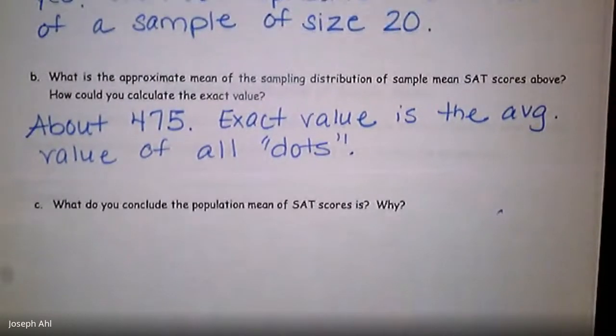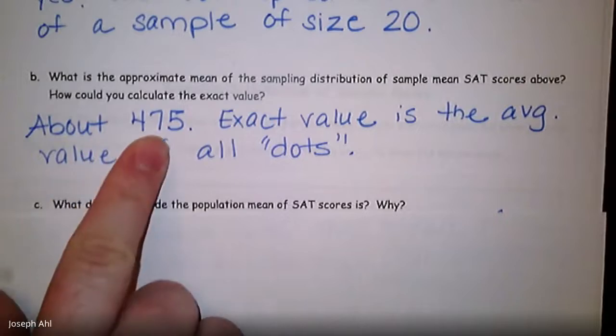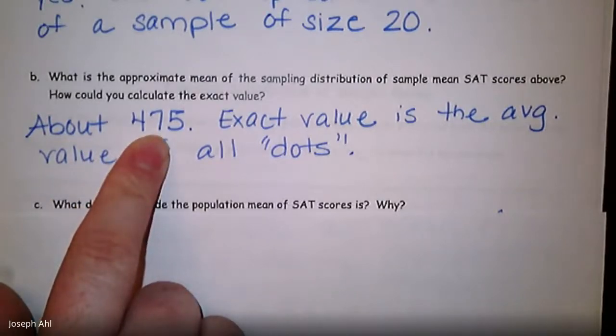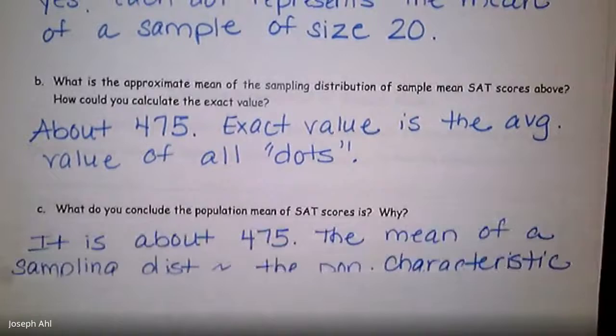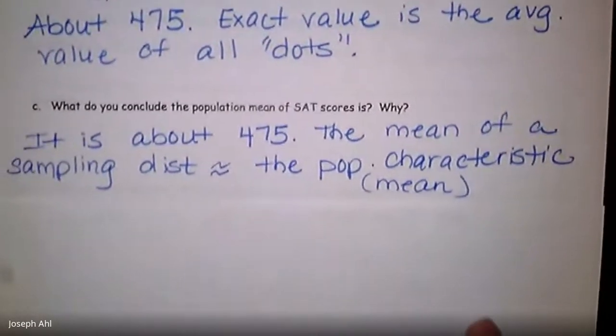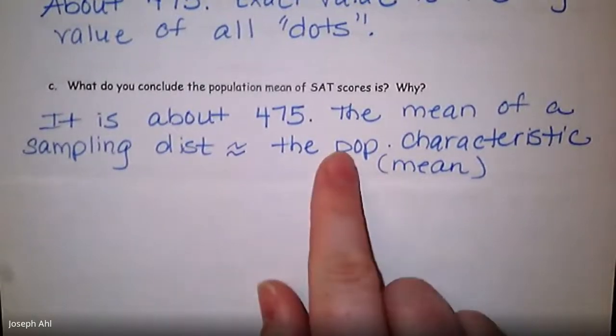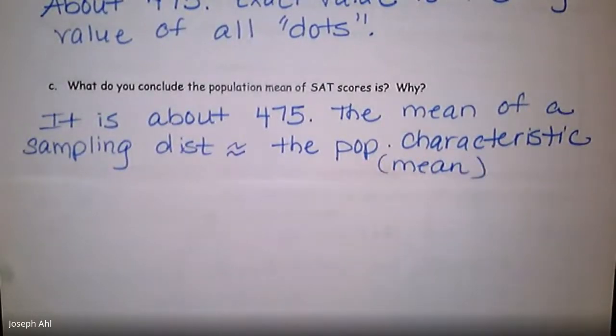Okay. Part C, what can you conclude about the population mean of SAT scores? What can we conclude that population mean is and why? Well, remember that the actual population mean is going to be approximately equal to the sample mean. So it's also going to be about 475, because the mean of a sampling distribution, which is what we have up there, is going to approximate the population mean or the population characteristic.